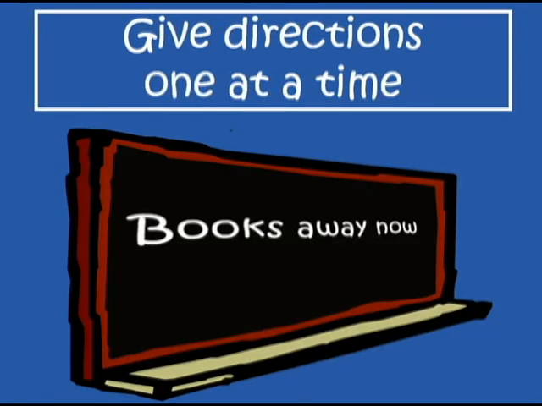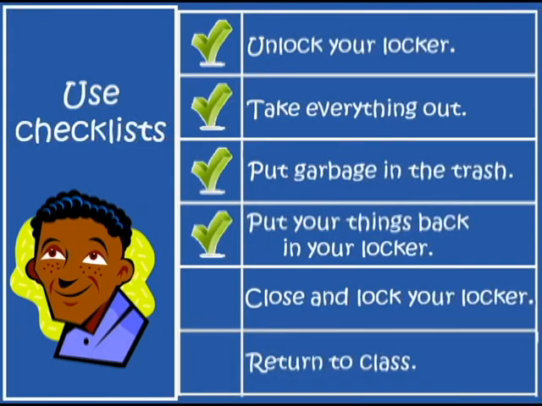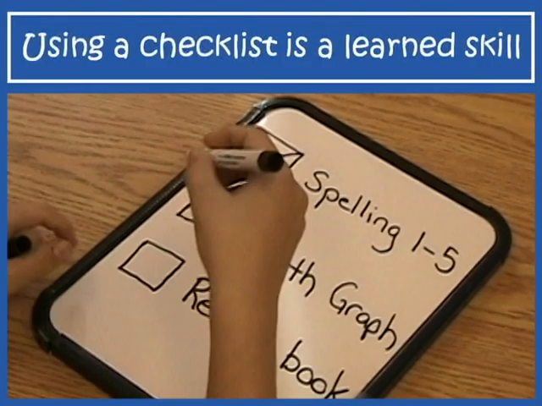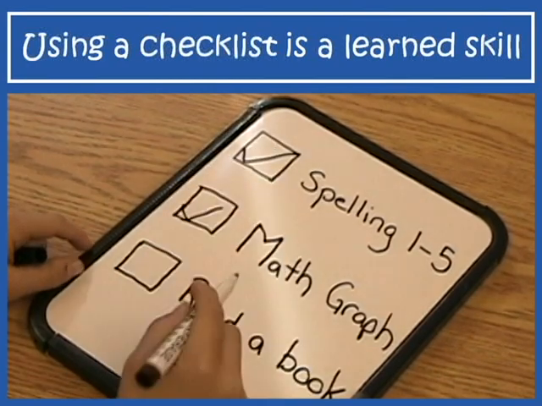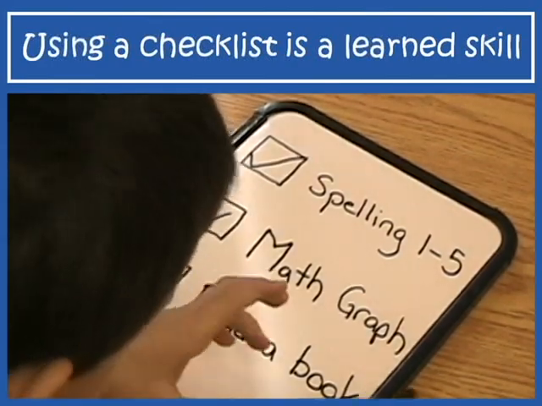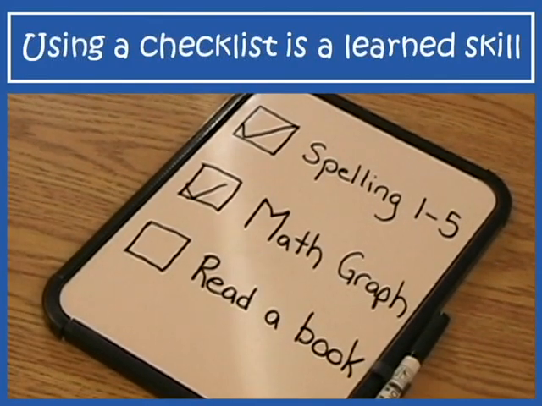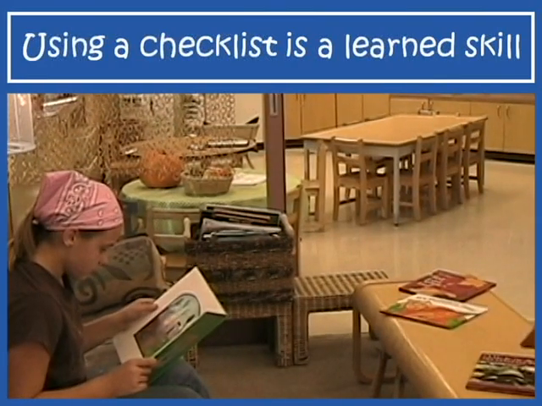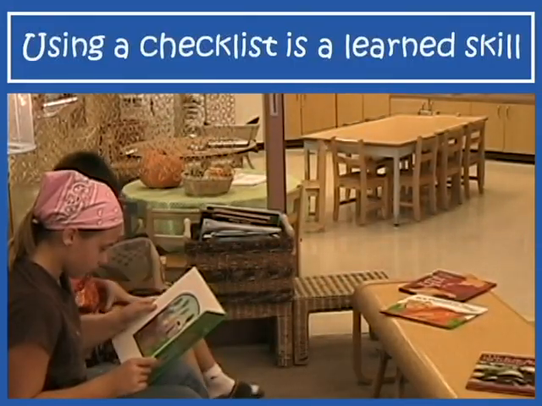At the same time, instructions can be written on the board or visuals can be posted. An alternative is to use a checklist. This puts the learner in control of the activity, giving both the learner and the teacher more independence. It is important to know that using a checklist is a learned skill. To teach how to follow a checklist, begin with 2 or 3 items and gradually increase the number of items.